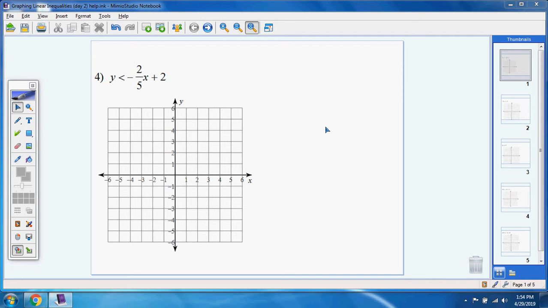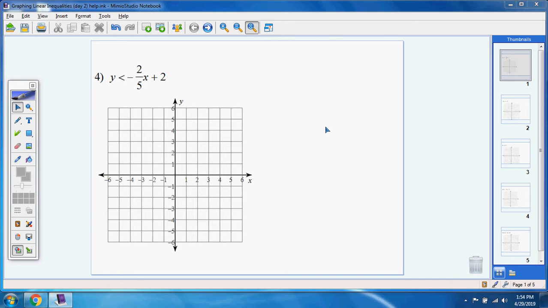All right, ladies and gentlemen, today's information is really just a continuation of last Friday's information as well, really our day 2 of graphing linear inequalities. So I'll do a few with you just to kind of remind you and also show you 2 that some students tend to struggle with.